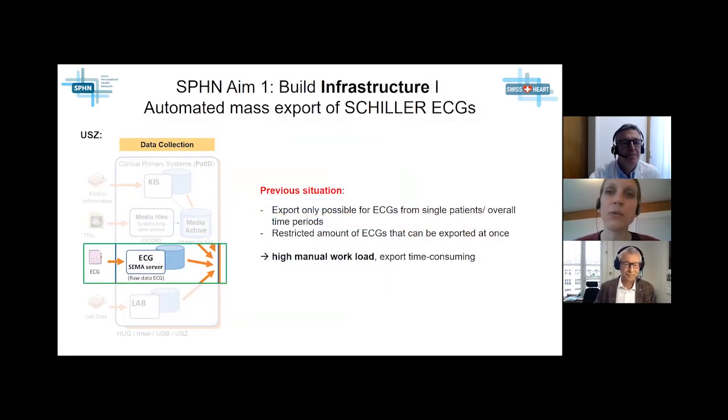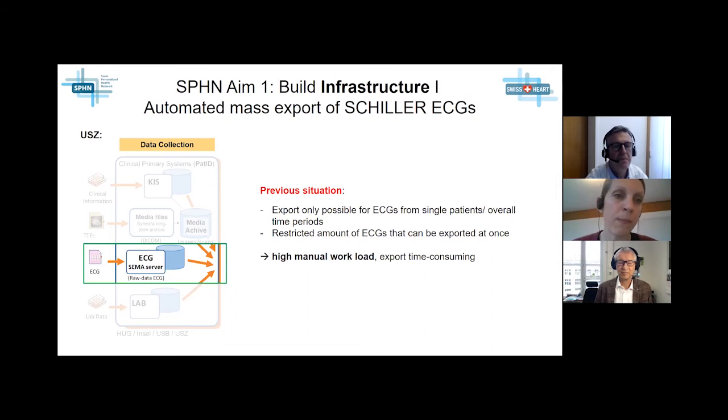Today I would like to focus on two development examples which were driven by the SwissHEART project, mainly on the side of the data collection, where the SwissHEART project really drove the automatization of the data collection. I will not go so much into the technical details, but rather sketch the principal improvements that we were able to implement in the frame of the SwissHEART project.